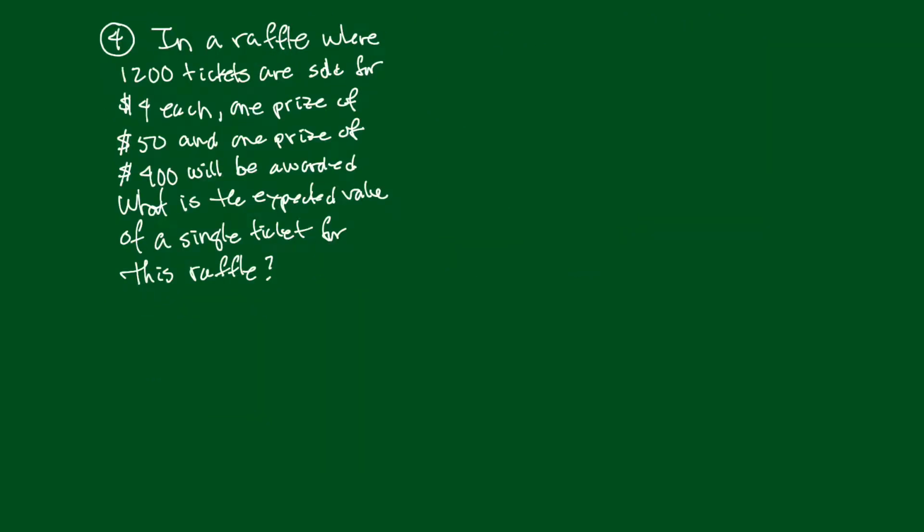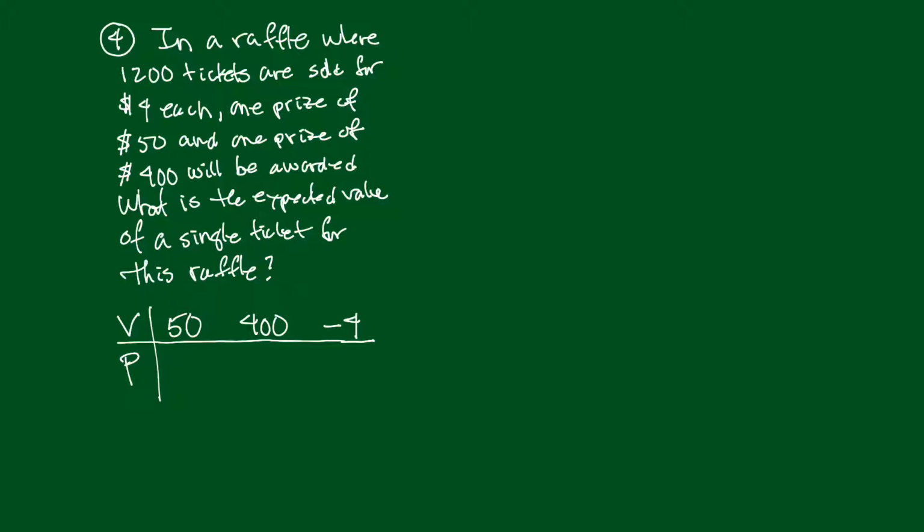Number 4, we've got a raffle where we're going to sell 1,200 tickets for $4 each, and there's 2 prizes. One of them's $50 and one of them's $400. So what is the expected value for a single ticket for this raffle? So it's expected value, so I'm going to make my little table of value, corresponding probability. Now I see 3 values here, right? I see a value of $50, a value of $400, but also it's going to cost you $4 to play, so that's going to be a -4.